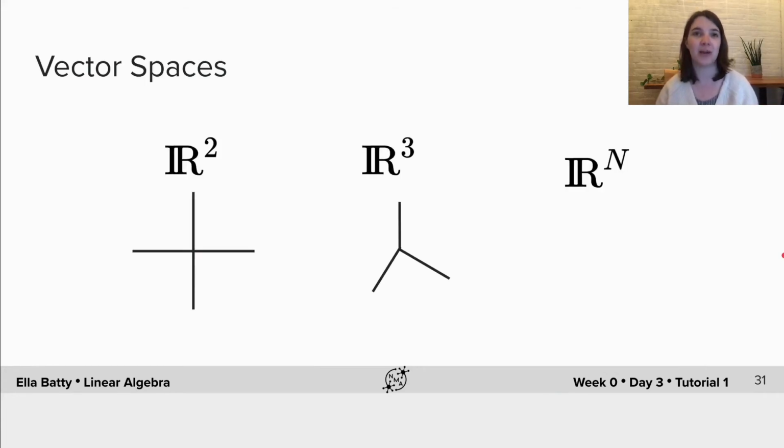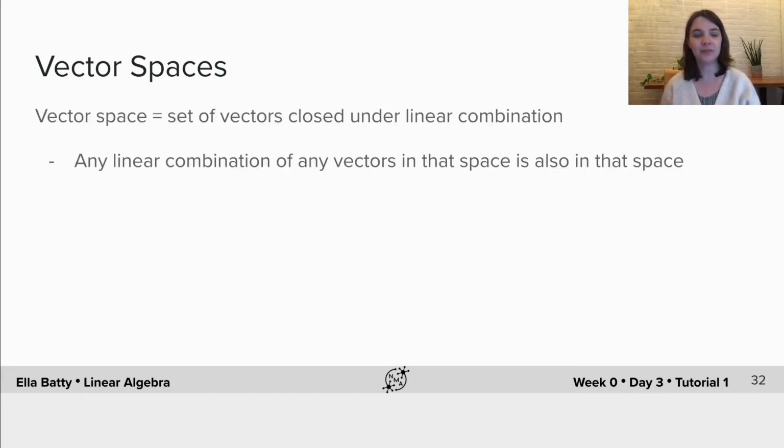So I've been talking a lot about spaces, and I haven't really formally defined what I mean by that. So I've actually been referring to a pretty formally defined concept, which is a vector space. Two-dimensional space is a vector space. Three-dimensional space is a vector space. Any dimensional space is a vector space. But we can have other vector spaces. A vector space is a set of vectors closed under linear combination. That's a little technical, but basically what it means is that any linear combination of any vectors in that space has to also be in that space.